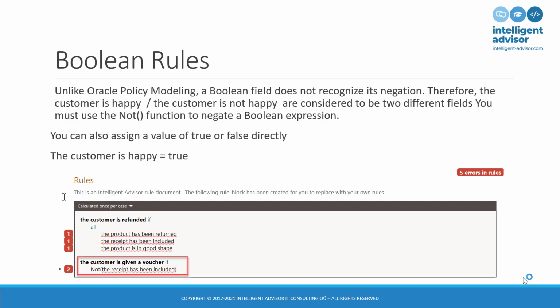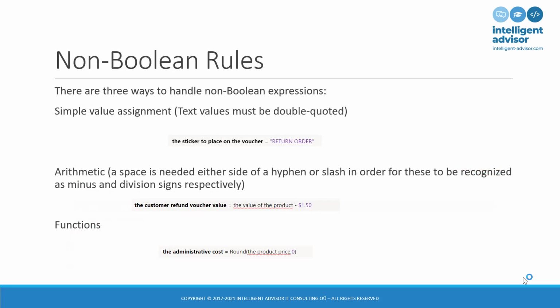You can also, if you wish, use true or false directly. So you could say the customer is happy equals true, or the customer is happy equals false, which will set the Boolean value of your field. But if you're trying to adapt your style, remember to use the not function.